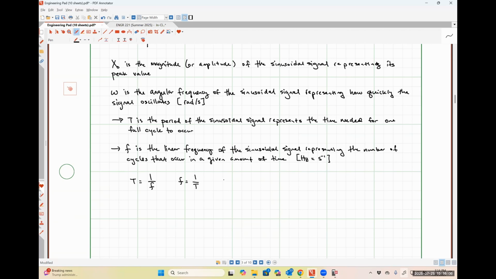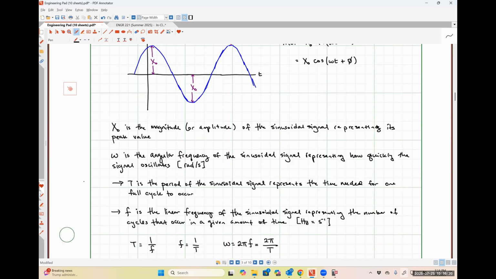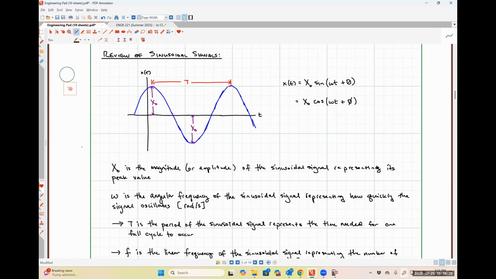So our angular frequency, omega, is nothing more than 2 pi radians times our linear frequency f. Or we could write this as 2 pi divided by the period of our signal. So if we can figure out how long the period is, we can use that to back calculate what our angular frequency is. So that's how all three of those quantities are related.